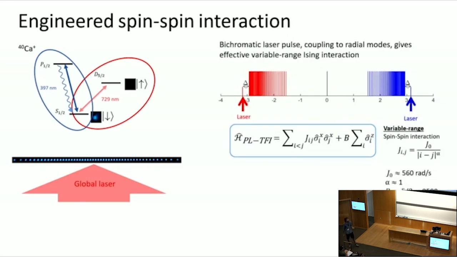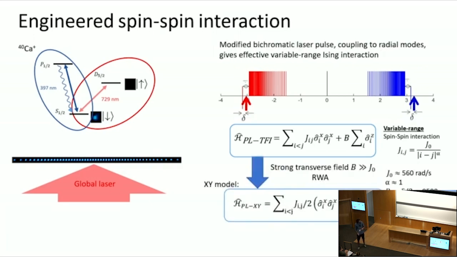I think I don't have to go again into too much detail, but the basic idea is we have a bichromatic laser beam, which is detuned from the radial modes of the ions, because they are in a quantum harmonic oscillator, they have normal modes. And when I detune the laser from this mode, I can couple the internal degrees of freedom, like the electronic state, to the motional degrees of freedom, and effectively generate this Ising-type Hamiltonian, with an approximated power-law decaying spin-spin interaction, and the range can be varied by detuning the laser more from the mode.